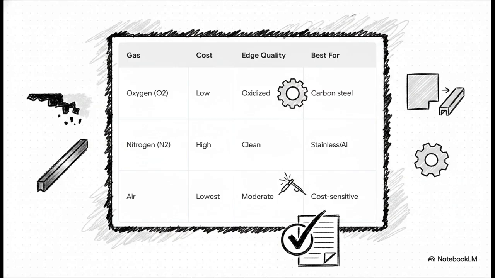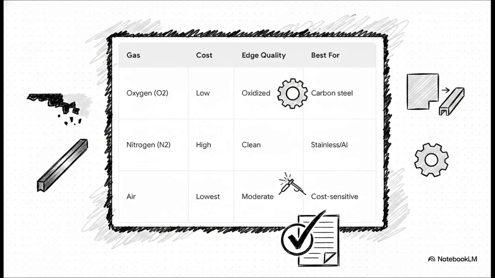It's cheap, but it leaves an oxidized, black, scaled edge. If you try to powder coat over an oxygen-cut edge, I guarantee that paint is going to peel right off. Nitrogen is pricier, but it leaves a perfectly clean, bright edge with zero oxide, which is absolutely mandatory if you're working with stainless steel, aluminum, or doing high-quality welding.